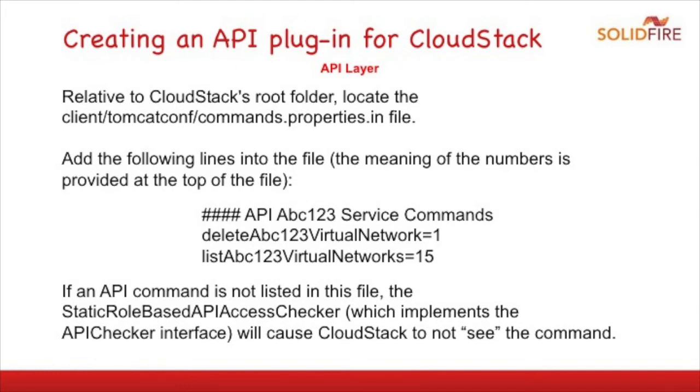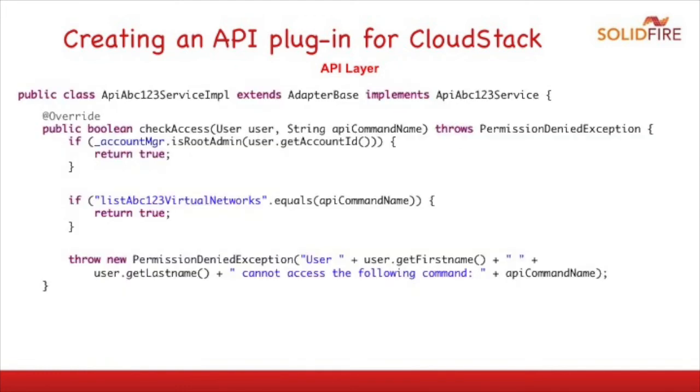But it is there. Oh, and this is actually a little bit of code. So when I had implemented API checker, I had something like this. There's a check access method. In this case, I was just checking, hey, if you're a root admin, sure, I'll give you access to that. And then I had to check the name here. I didn't really care what you were asking permission for. If you're a root admin, you get permission. If you're not a root admin, then maybe if it's list ABC123 virtual networks, sure, I'll give you permission to view that. Anybody else, I was throwing an exception.